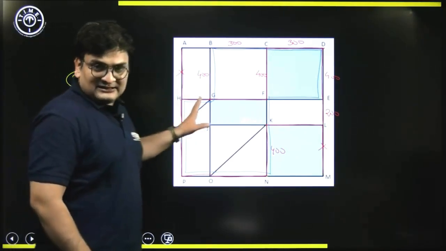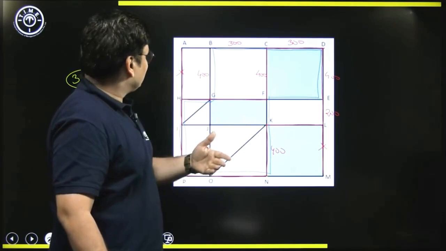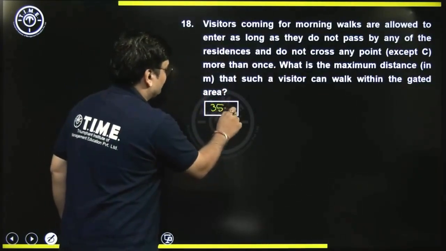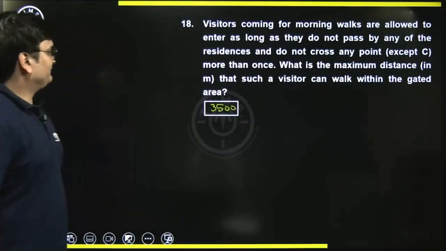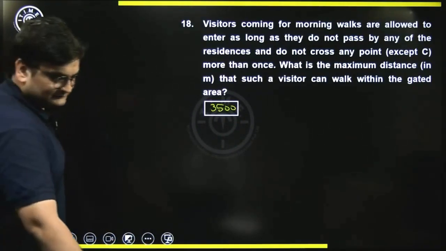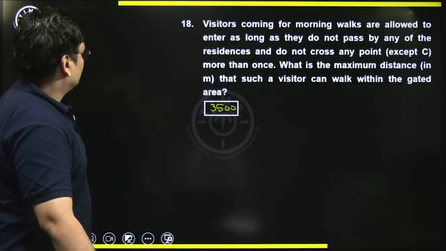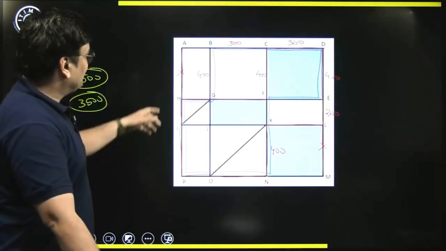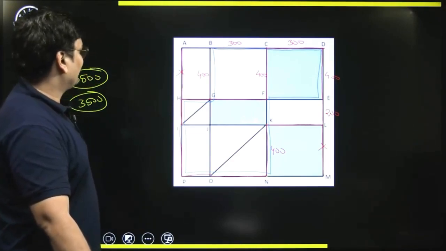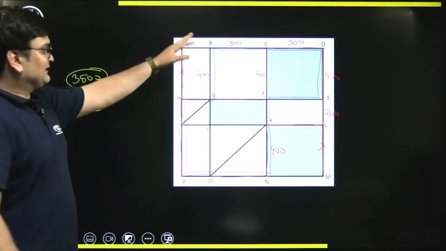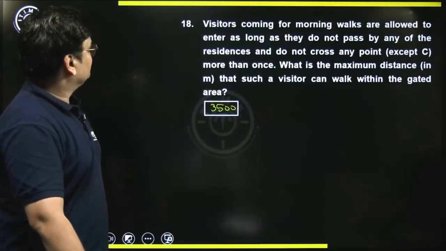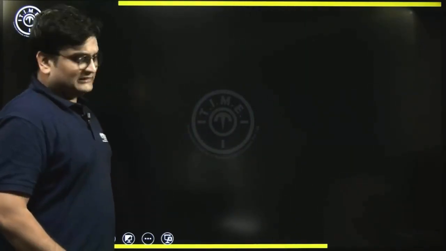So, the maximum distance that we can take, there could be two different paths, but the maximum distance that the visitor will walk can be 3500 meters. Cannot be more than that, because on account of the given conditions that they cannot cross a point multiple times, they cannot even walk on this residential areas. So, this is a path, the two paths, the blue path and the red path, both are acceptable. So, with this we are done with the fourth set.